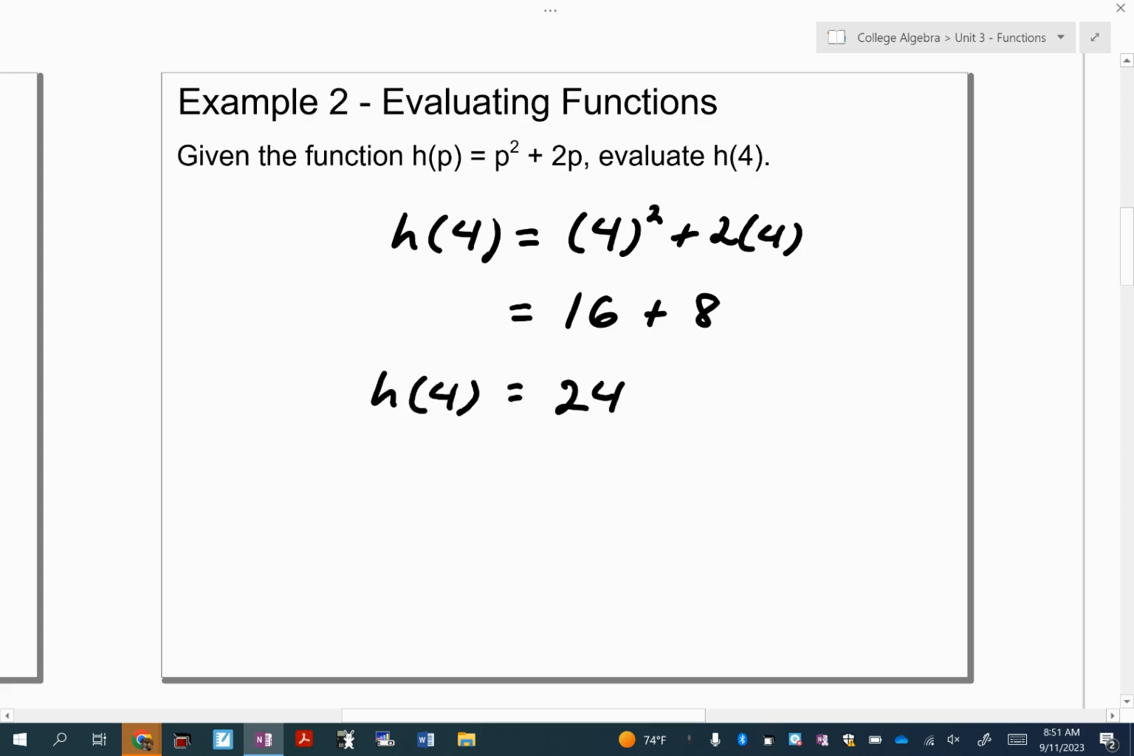So that means when I look at this function and plug in 4 for p, my output value, h of p, h of 4, will be 24. Even though this is p and h, the idea is that this is your x, and then what you get at the end is your output of y.